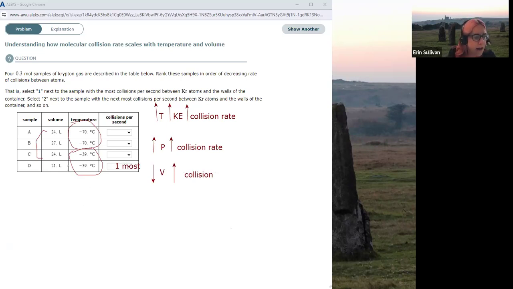Out of all of them, there's only one 21 liters, so my next highest pressure will be at 24 liters, and we've got two different temperatures, minus 70 and minus 39. Minus 39 is hotter than minus 70, believe it or not. So that would be my second, and then this one would be my third. And then my least collisions would be my largest volume, which is going to have the lowest pressure and the lowest temperature. So that is going to be the least amount of collisions per second. Okay, so hopefully that's helpful for you guys.